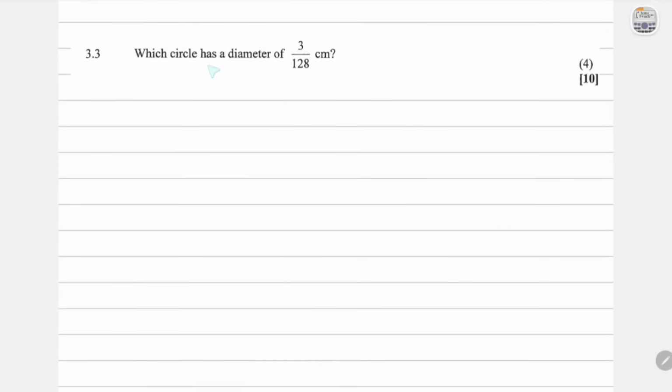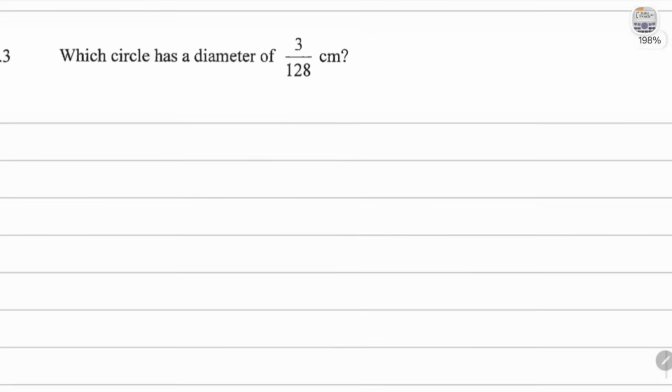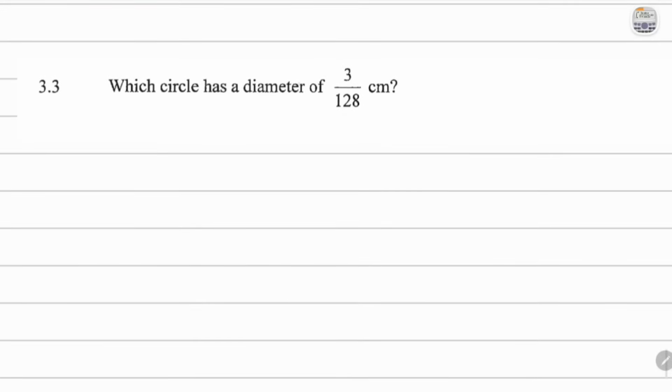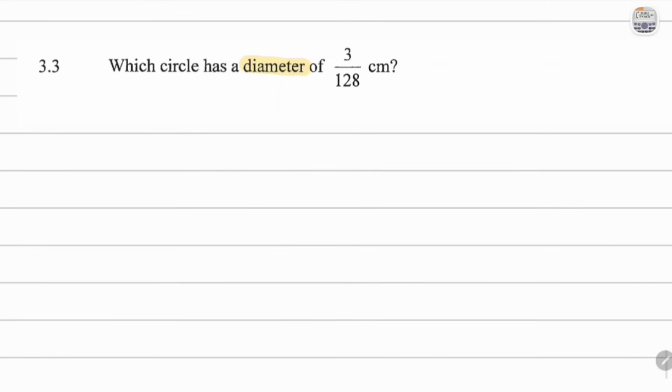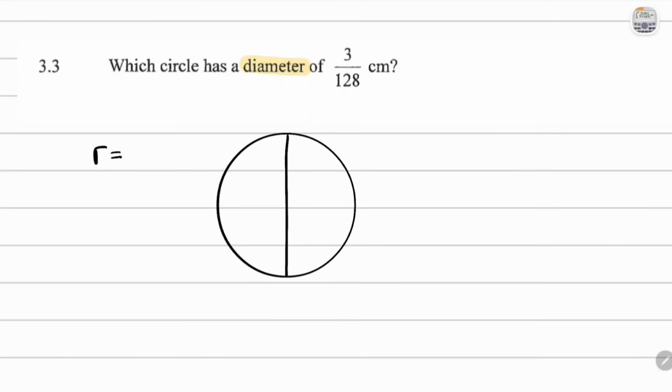Question 3.3 says, which circle has a diameter of 3 over 128 centimeters? Okay, specifically diameter. You know that we have been working with radiuses, not diameters. So they're really just asking which circle has a radius of whatever this is divided by 2, since our focus is not on the diameter, but rather the radius. So that part, half of it.